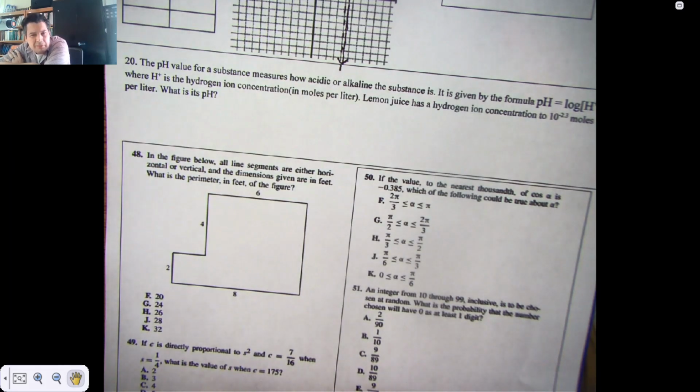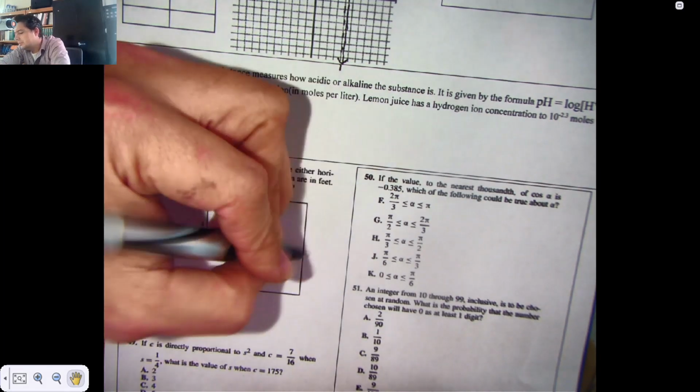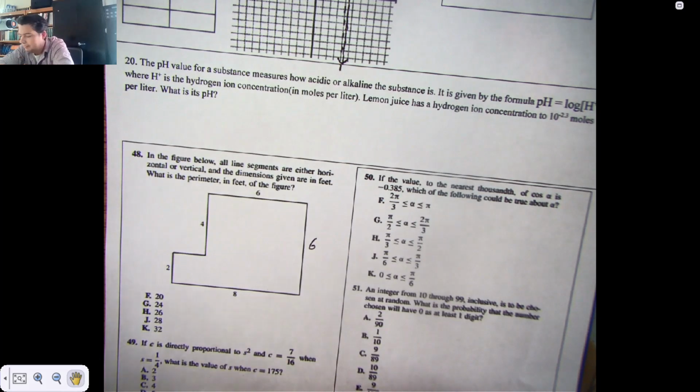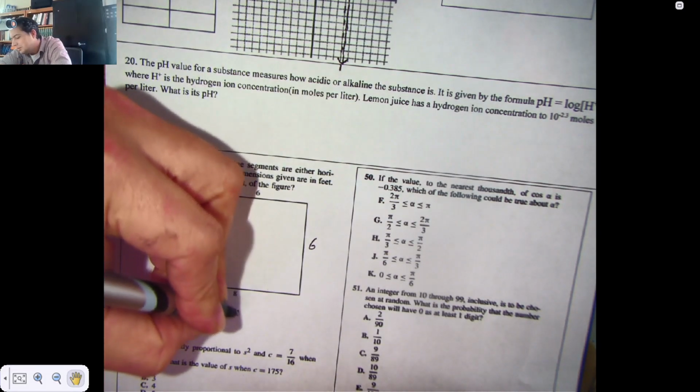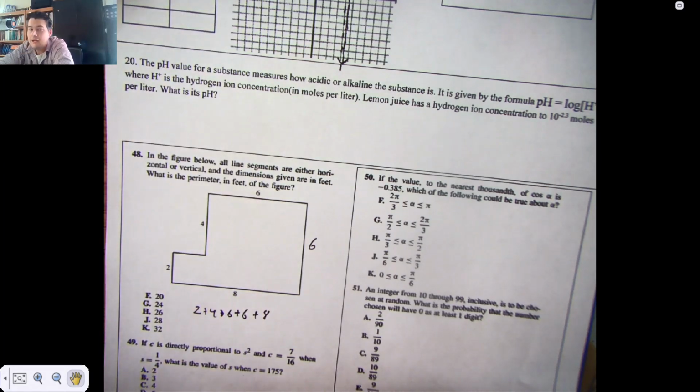I want to do 20, but I want to see if you can figure out number 48. It's really easy. In the figure below, all line segments are either horizontal or vertical, and the dimensions given are in feet. What is the perimeter in feet of the figure? I go up 2. I go up 4. This must be 6. 2 plus 4 plus 6 plus 6 plus 8. Ta-da! What is that, 24?